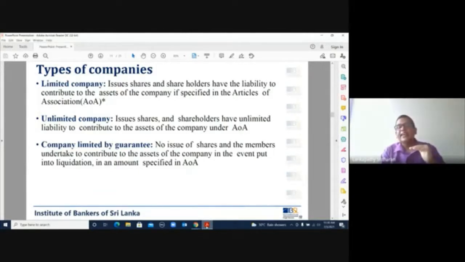Actually, under this category there is no choice. Generally, social service motivated companies and non-profit companies are registered under this section, the company limited by guarantee, where there are no shares, but members undertake to contribute a certain level of losses or assets of the company in the event it goes into liquidation. If the company goes into liquidation, they will contribute up to the guaranteed amount. So these are the three types of company: limited company, unlimited company, and company limited by guarantee.